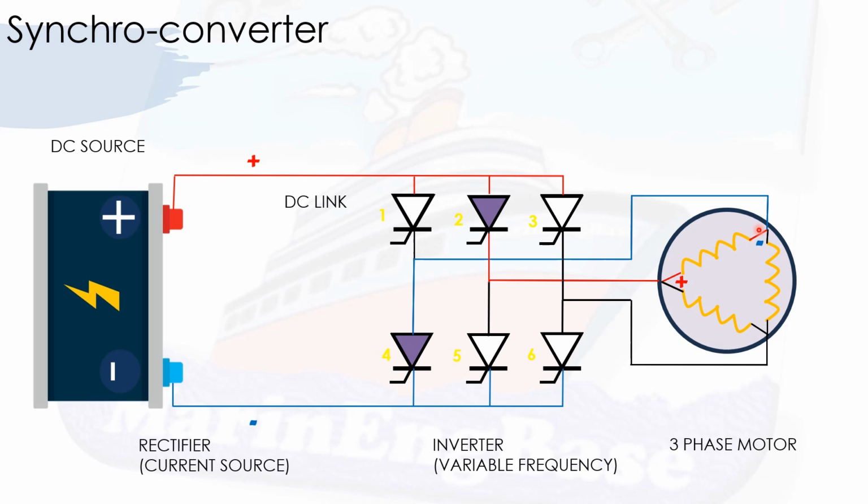Now let's say if we fire all these three sets of pairs, then all these three phases can be energized as they get an AC supply. And to vary the frequency, what you have to do is just alter the triggering frequency or firing sequence frequency. Then this three-phase load will get a three-phase supply, which is of variable frequency.